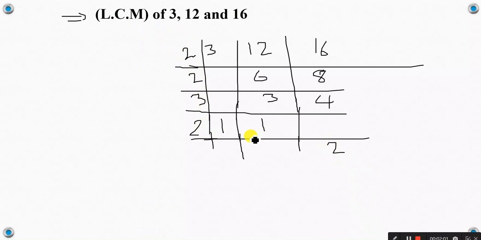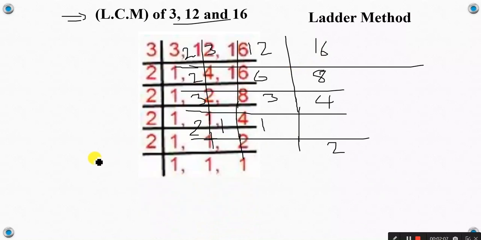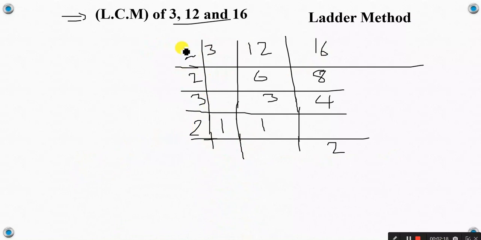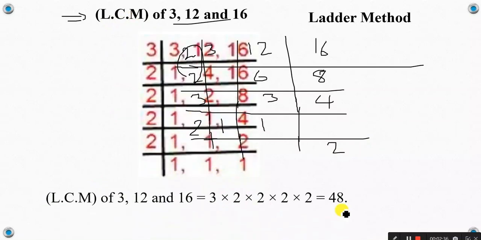So this gives the common multiple of these 3 numbers. Let us multiply 3 times 2 times 2 times 2 times 2. When we multiply, we get 48. So the least common multiple of 3, 12 and 16 is 48.